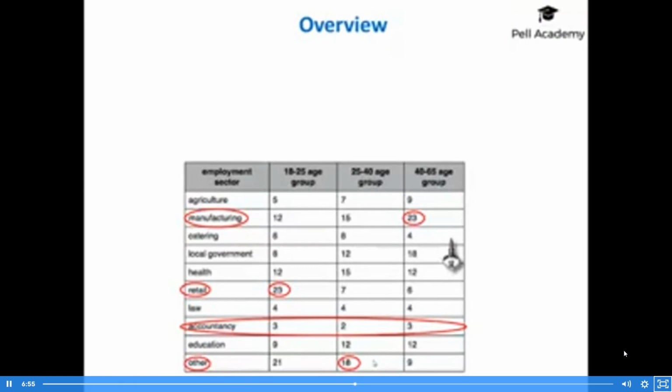Now remember that one of the very important factors for coherence and cohesion is that you need to logically order the information. The most obvious thing to do would be to go retail first, because it's the youngest, other next, because it's the middle age group, and manufacturing, because it's the oldest. So go youngest, middle, oldest, that's the most logical way to do it. Then at the end would be an extra sentence for accountancy, where you're just saying that that was the lowest for each category.